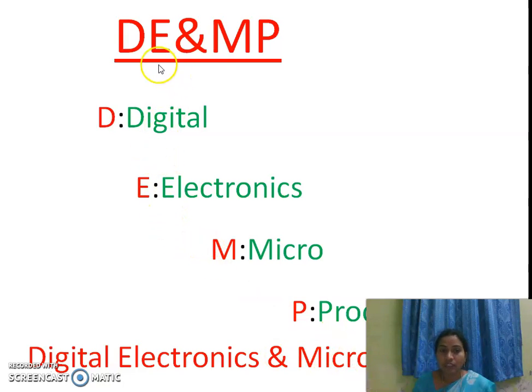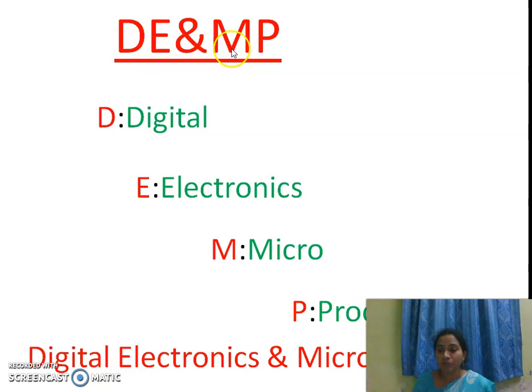So actually DEMP has two subjects. DE belongs to one subject and MP belongs to another subject. But in this semester, they are combining the two subjects into one subject for you: digital electronics and microprocessor. We have 5 units. Of these 5 units, 3 units belong to digital electronics that we will learn, and the remaining 2 units belong to microprocessor. So this is DEMP.